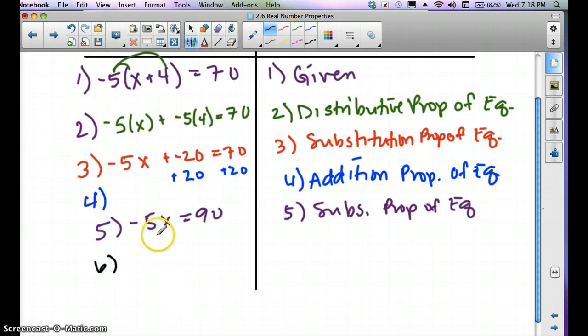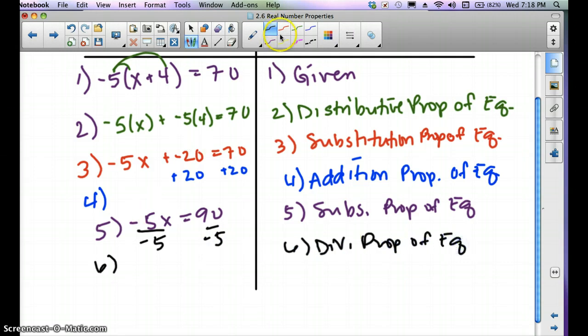And how would we solve now? We would divide by negative 5. So that is the division property. And then our last step would be 90 divided by negative 5. We're going to go ahead and use the substitution property.